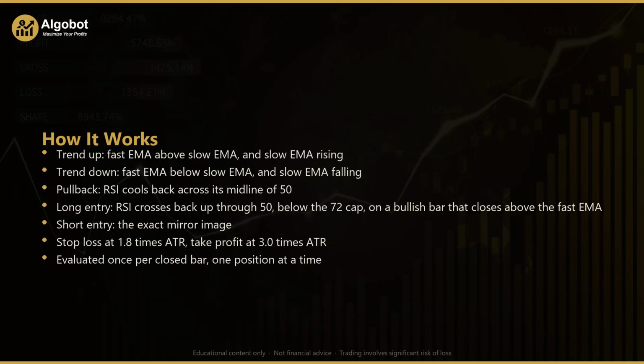In a confirmed downtrend, RSI must lift above the midline during the pullback, then cross back down through it, while staying above the mirrored floor of 28 on a bearish bar that closes below the fast average.